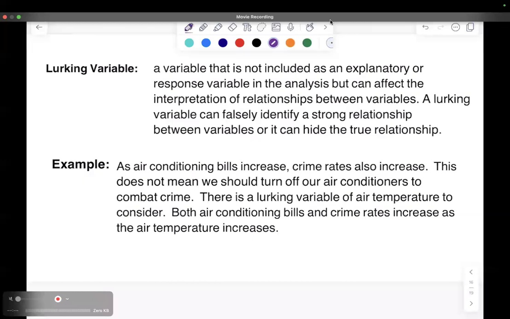So for example, as air conditioning bills increase, crime rates also increase. This isn't saying that using your air conditioner is causing the crime rates to increase. Both things increase as the air temperature increases. So therefore, yes, there is a correlation there, but they're not related in the sense that one thing causes the other. There is that lurking variable of air temperature.